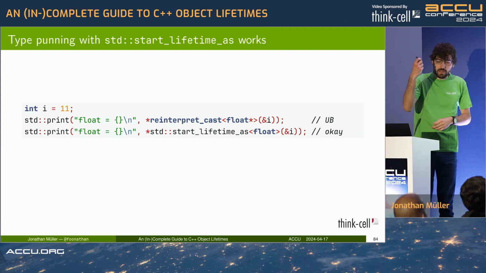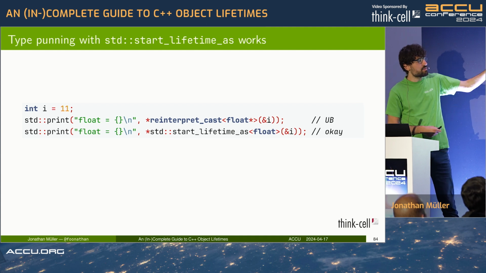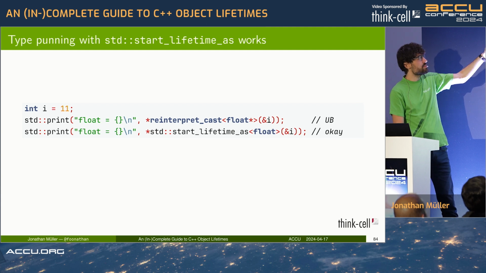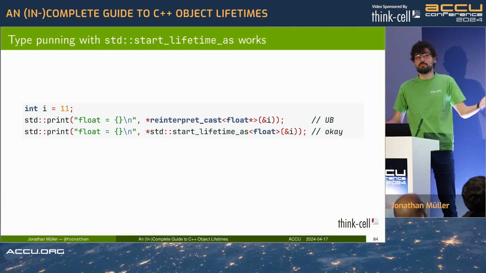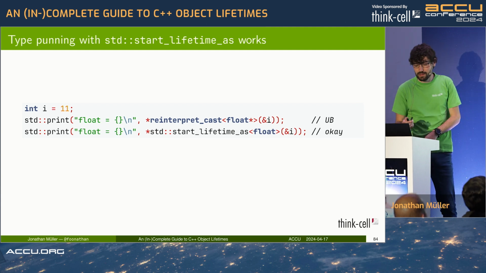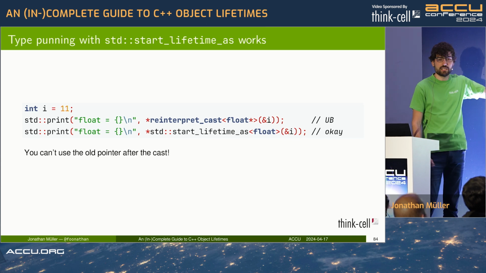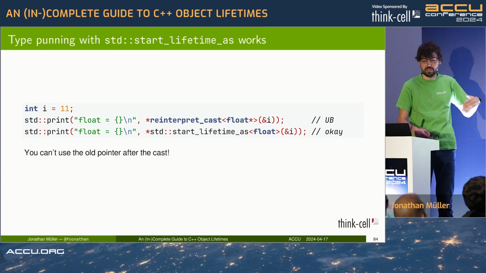So more explicitly, to sum up, we can do type punning with std::launder. The reinterpret cast is undefined behavior because we don't have a float object, but when we create a float object, we're good. But we can't use i, because we don't have i anymore. We don't have an int, we've got a float.